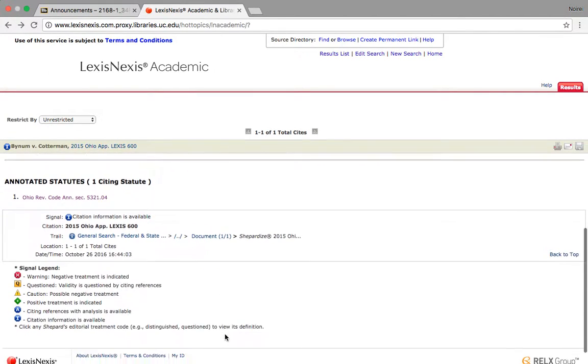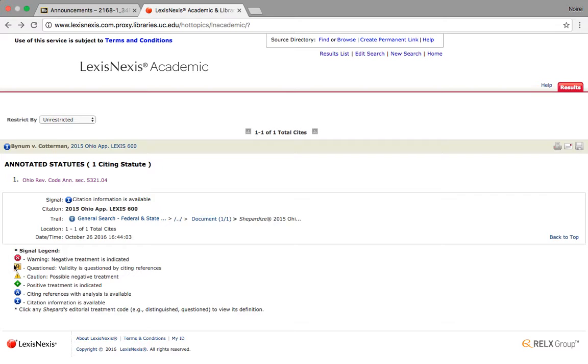Another thing that I wanted to show you is there's a signal legend right here that tells us what those signals actually mean. So when we saw that I, it should have given us the heads up that there was citation information available. If we see a plus, it's going to be positive treatment is indicated and so forth. Obviously, if we see this red stop sign with the X, it's going to be negative treatment is indicated. So we definitely want to check that out.